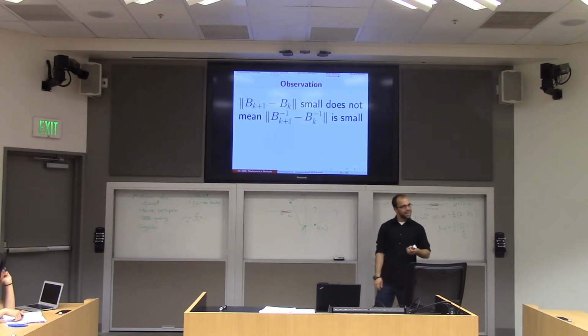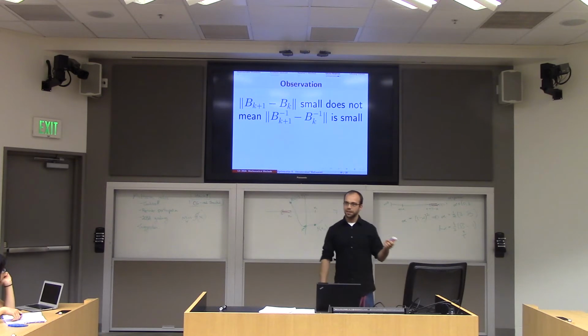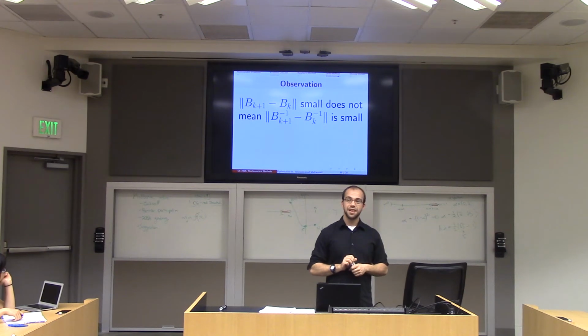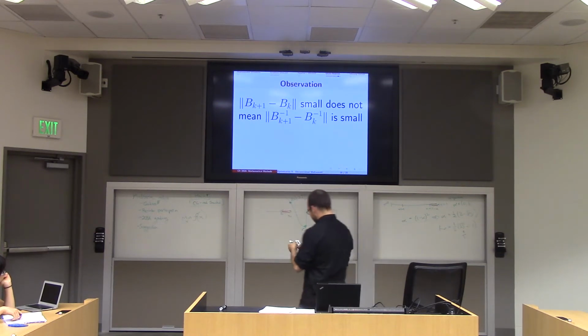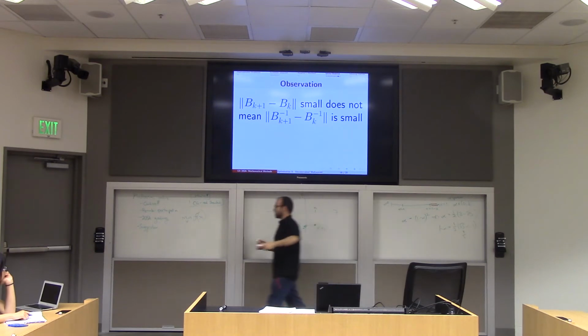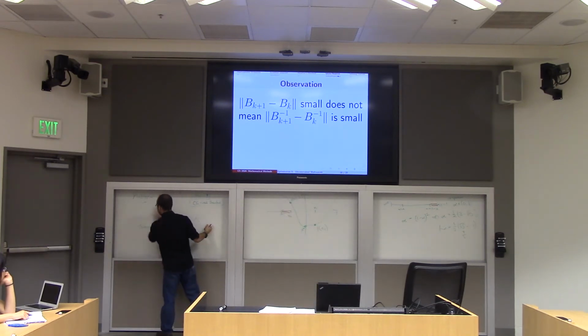But that's not necessarily what's actually going to figure into how well our algorithm behaves, because in the end we're going to invert that Hessian matrix. And it turns out that just because the matrix itself doesn't change very much, the inverse can actually change a ton. In fact, we can see this by just looking at one-by-one matrices, that is, at numbers, right?